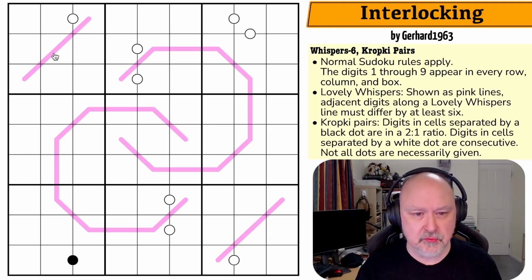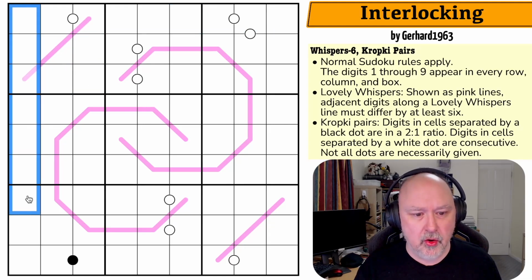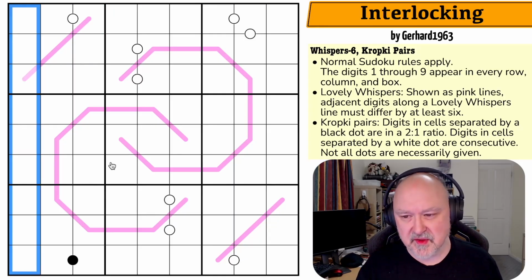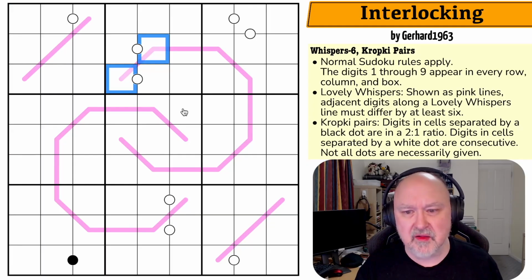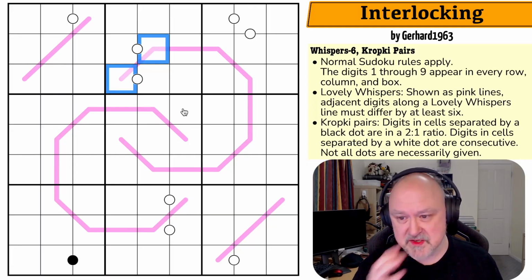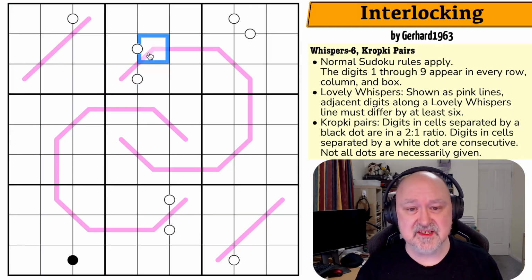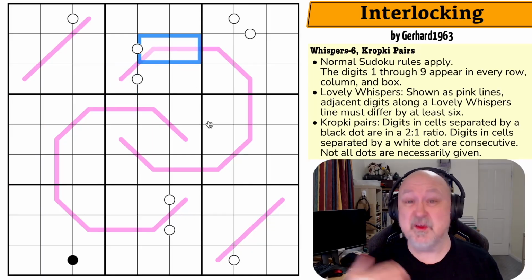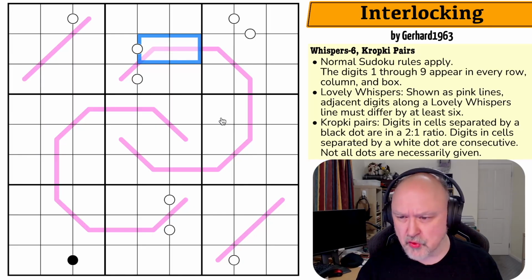We've got normal Sudoku rules apply. So in every box, in every row, and in every column, the digits 1 to 9 must be placed without repetition. Then we've got Lovely Whispers, which is basically Whispers-6, shown as pink lines. Adjacent digits on a pink line or a Lovely Whispers line must differ by at least 6. So these digits will have a difference of at least 6. These digits will as well. It's basically Whispers-6.